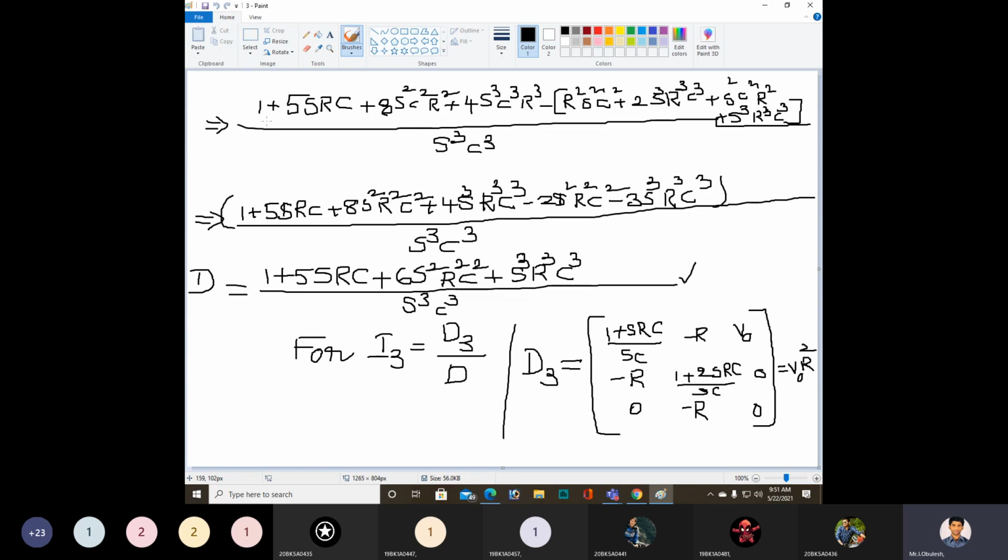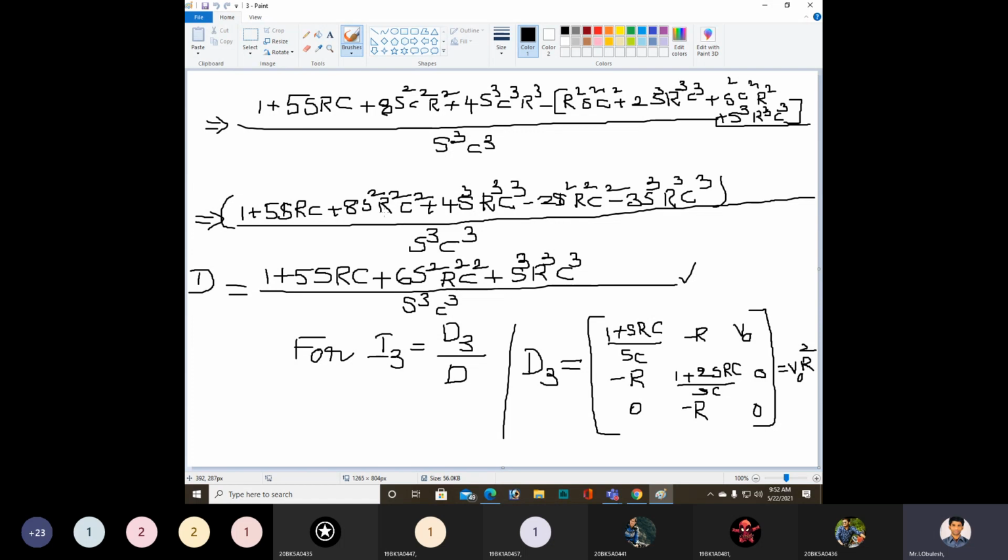Simplify the expression, then we will get 1 plus 5 SRC plus 8 S square R square C square plus 4 S cube R cube C cube minus 2 S square R square C square minus 3 S cube R cube C cube, divided by S cube R cube. Then you need to simplify that.